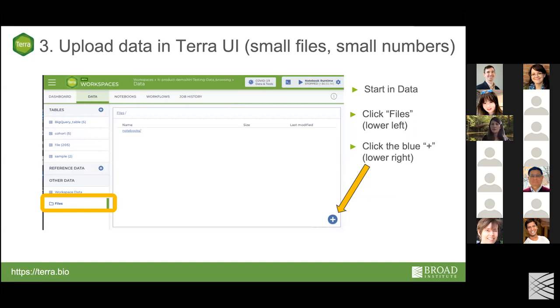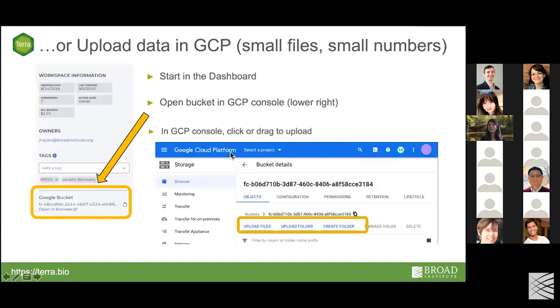You can also add files directly from the Google Cloud Platform side. Here you're looking at a screenshot of the Google Cloud platform, and you have the option to upload files here. Again, if this is your workspace Google bucket, it integrates with that data page in Terra. So whatever you upload on the Google Cloud platform side, you'll also see on the Terra side in that files section. Again, useful for small files and small numbers of files.